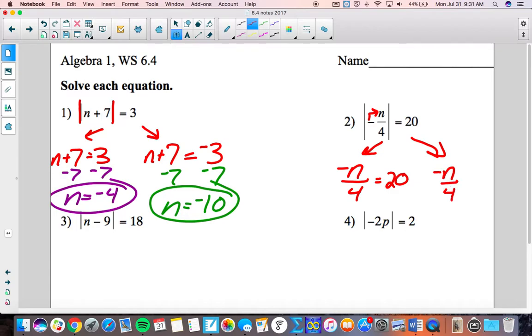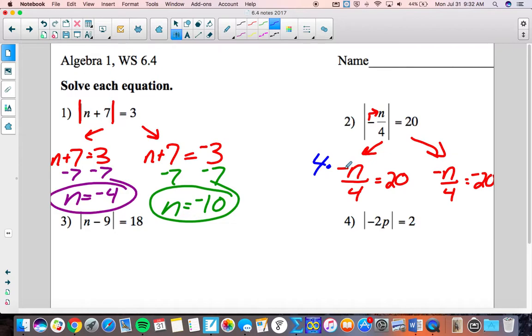I copy the left side of the absolute value side of the equation, but what am I going to set it equal to? -20, the opposite of whatever this is. So then just solve each one for n. Now this one's kind of difficult. What's being done to n here? Well, one thing that's being done to n is it's being divided by 4. So I'm going to have to multiply it by 4.